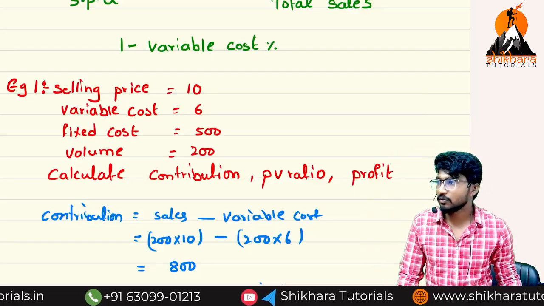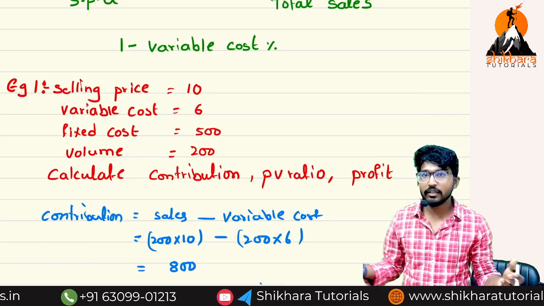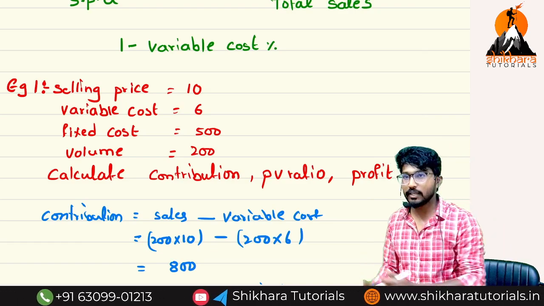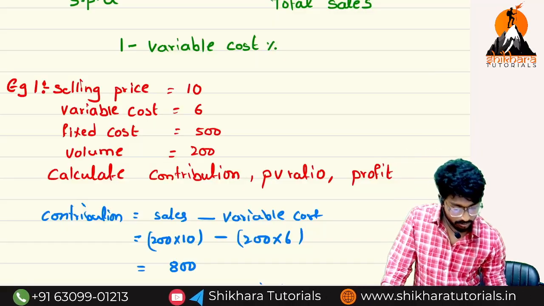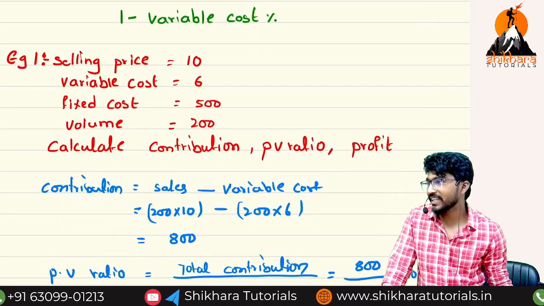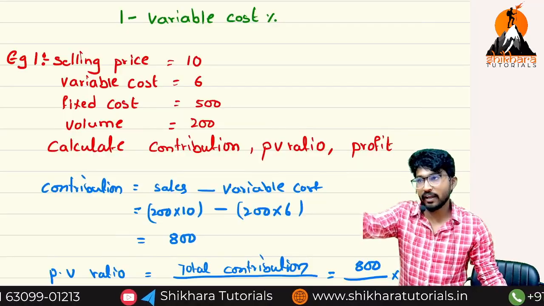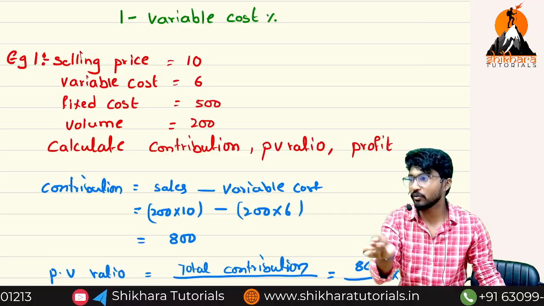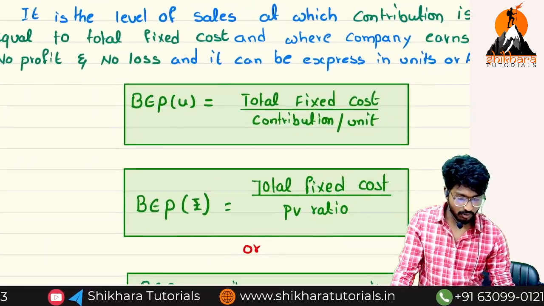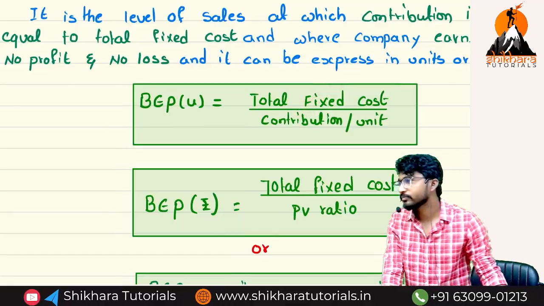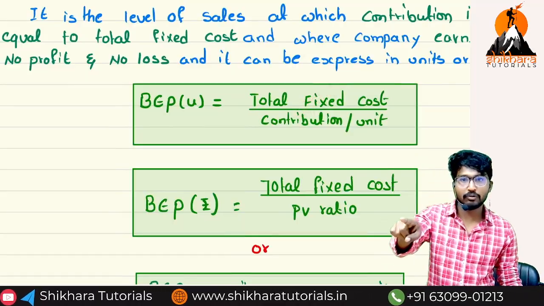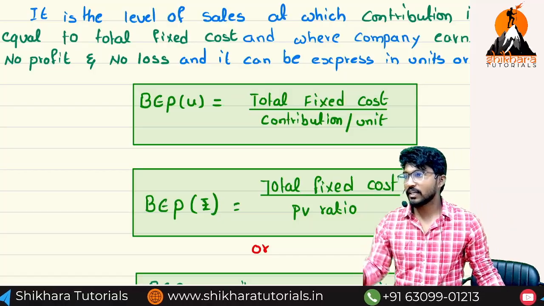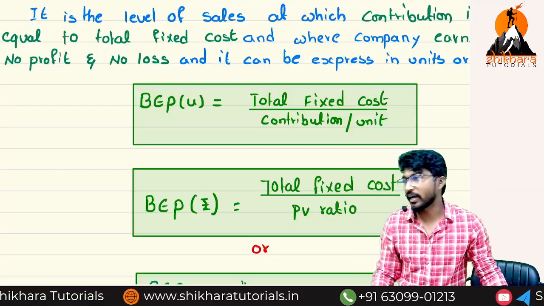That means you don't have any profit, any loss. That is our BEP. Now our BEP point formula is total fixed cost 500 divided by 4 rupees. What is 4 rupees? Contribution per unit. That's what I wrote here. I explained through formula as well as in a logical manner.